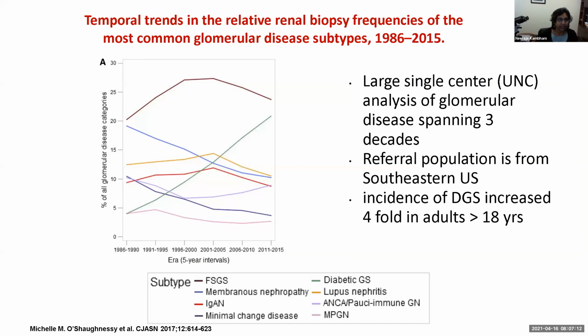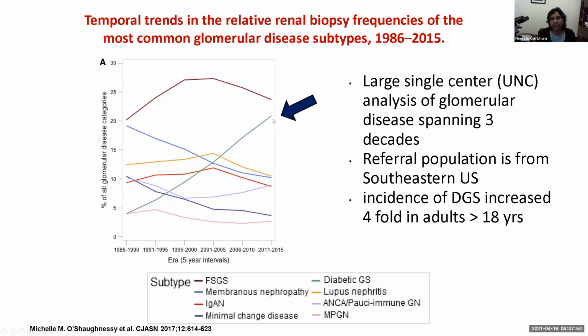Having said that, this is actually a single center study from UNC, University of North Carolina, not Chapel Hill. You can see that they have looked at their kidney biopsy data and looked at the frequency of each biopsy diagnosis of glomerular disease, and that has spanned over 3 decades. Let's just focus on diabetic nephropathy, and that's the green line here.